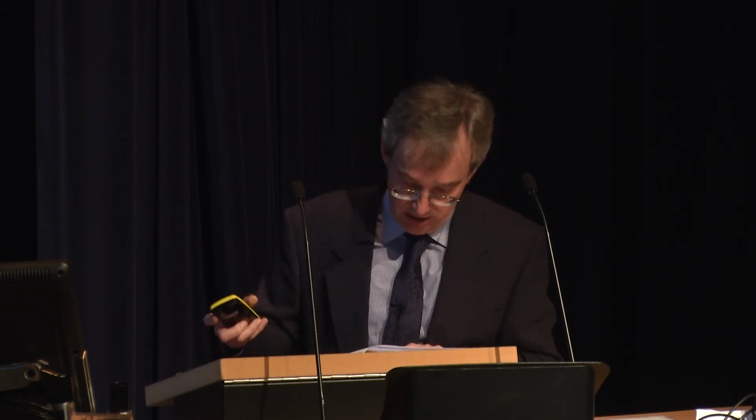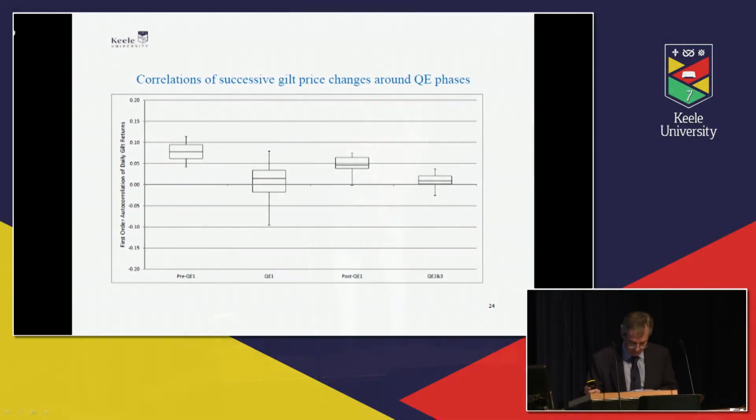The increase in activity around the QE period also reduced the correlation between successive price movements, and that's in this slide here, as you can see. During phases of QE, the correlations between successive price movements were much reduced. So QE, perhaps also along with increased issuance of debt, has been of benefit to the gilt market, and that, all else being equal, puts much welcome downward pressure on our tax bills.